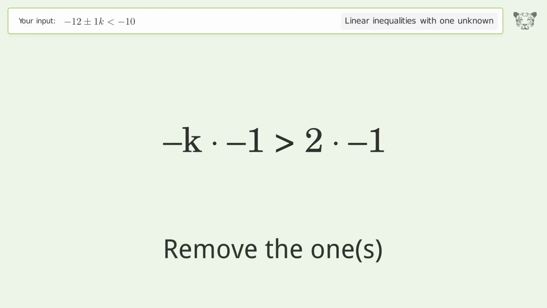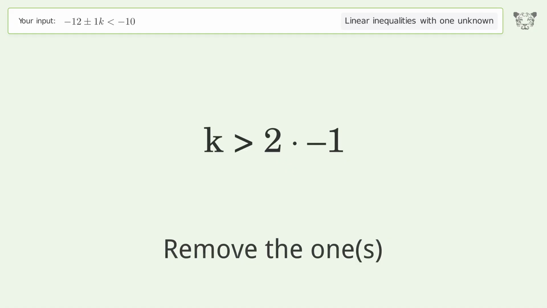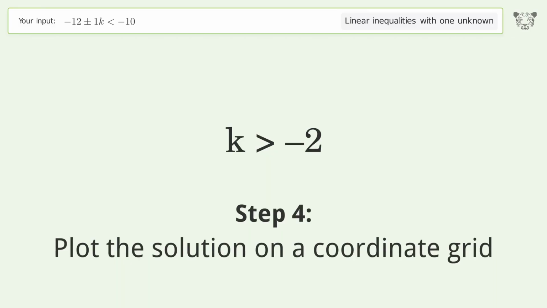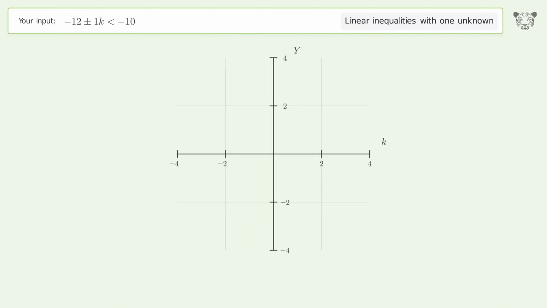Remove the ones. Simplify the arithmetic. Plot the solution on a coordinate grid. And so the final result is k greater than -2.